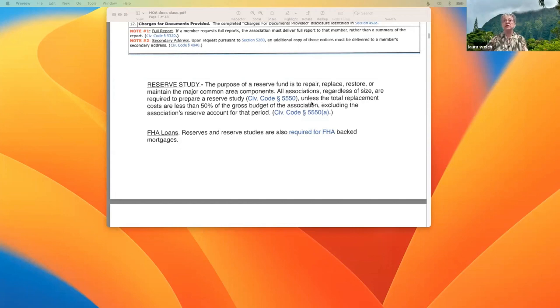And as it's saying here, unless the total replacement costs are less than 50 percent of the gross budget, excluding association reserves for that period, all associations, regardless of the size, are required to prepare a reserve study. So this is what helps you prevent special assessments if you plan well. And a lot of times they will have a category for, what do they call it, for things that you haven't planned for that can happen.